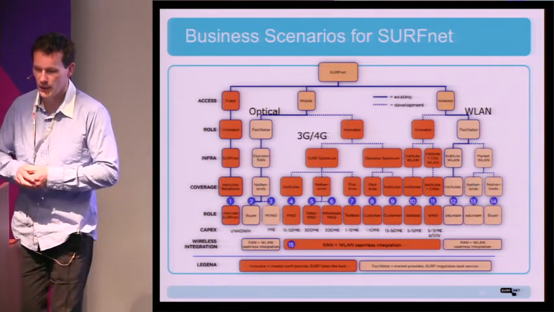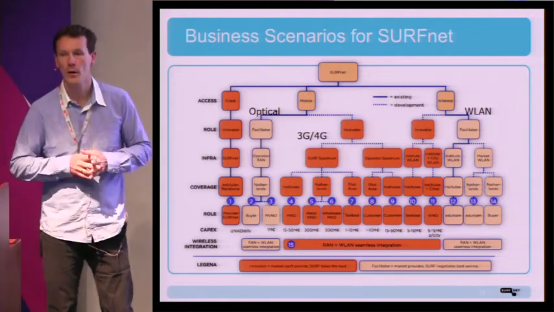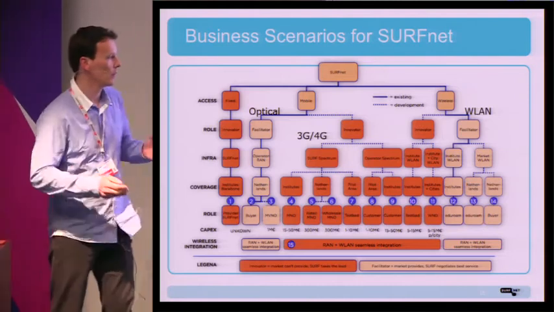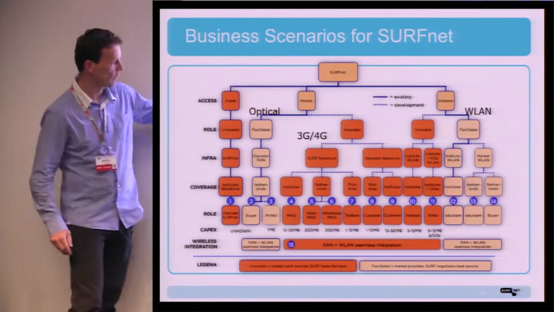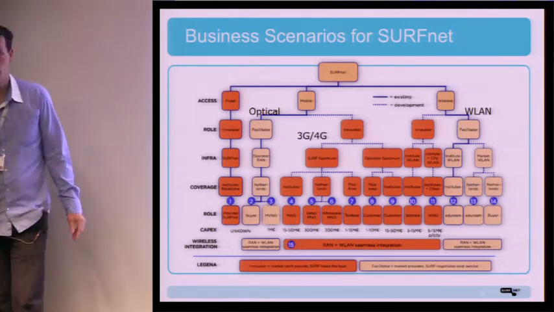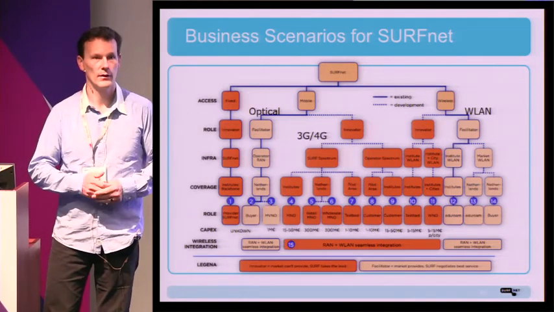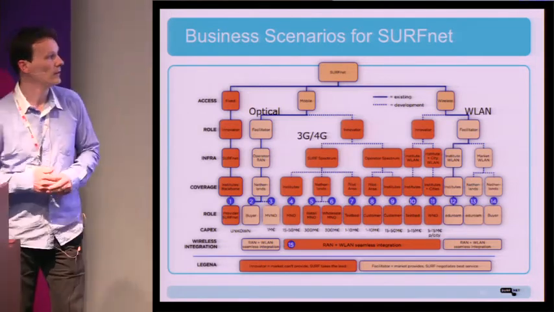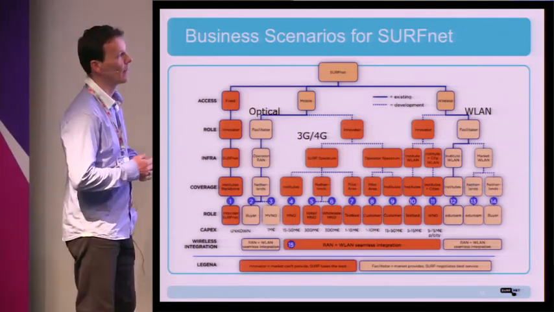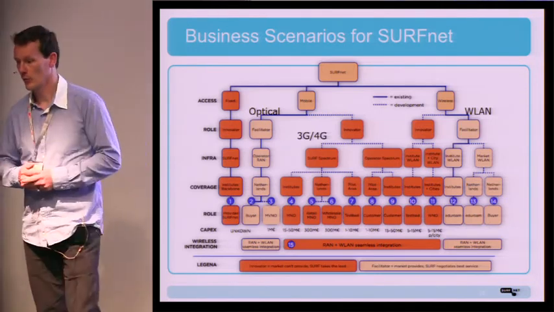And for SurfNet, we decided to have an innovator role and make use of the operator spectrum to make sure that the bottom line here, the wireless integration part, can be obtained. That will be a part where SurfNet and the institutes deliver the eduroam wireless LAN, and the operator with its own spectrum can put the 4G network.